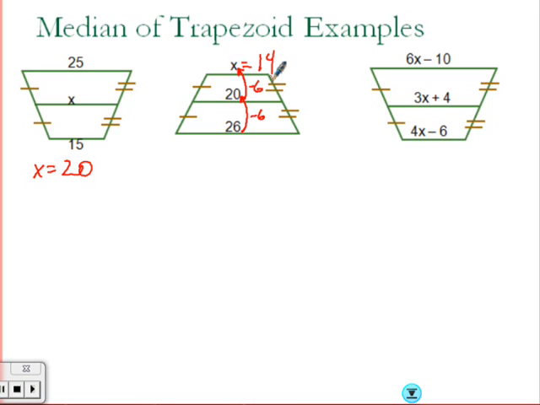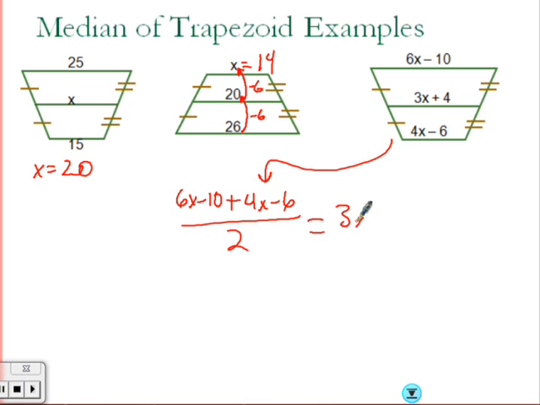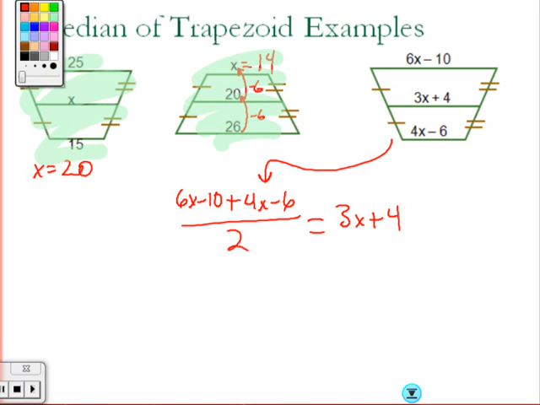All right. The last one is probably the hardest algebraically. Here we have to understand that if we add up the two bases, so 6x minus 10 plus 4x minus 6, and we divide by 2, we get the median. So we're going to add the two bases. It's the same thing we did on the previous problems. Here, there are just algebraic expressions, so we have to show a little bit more work.